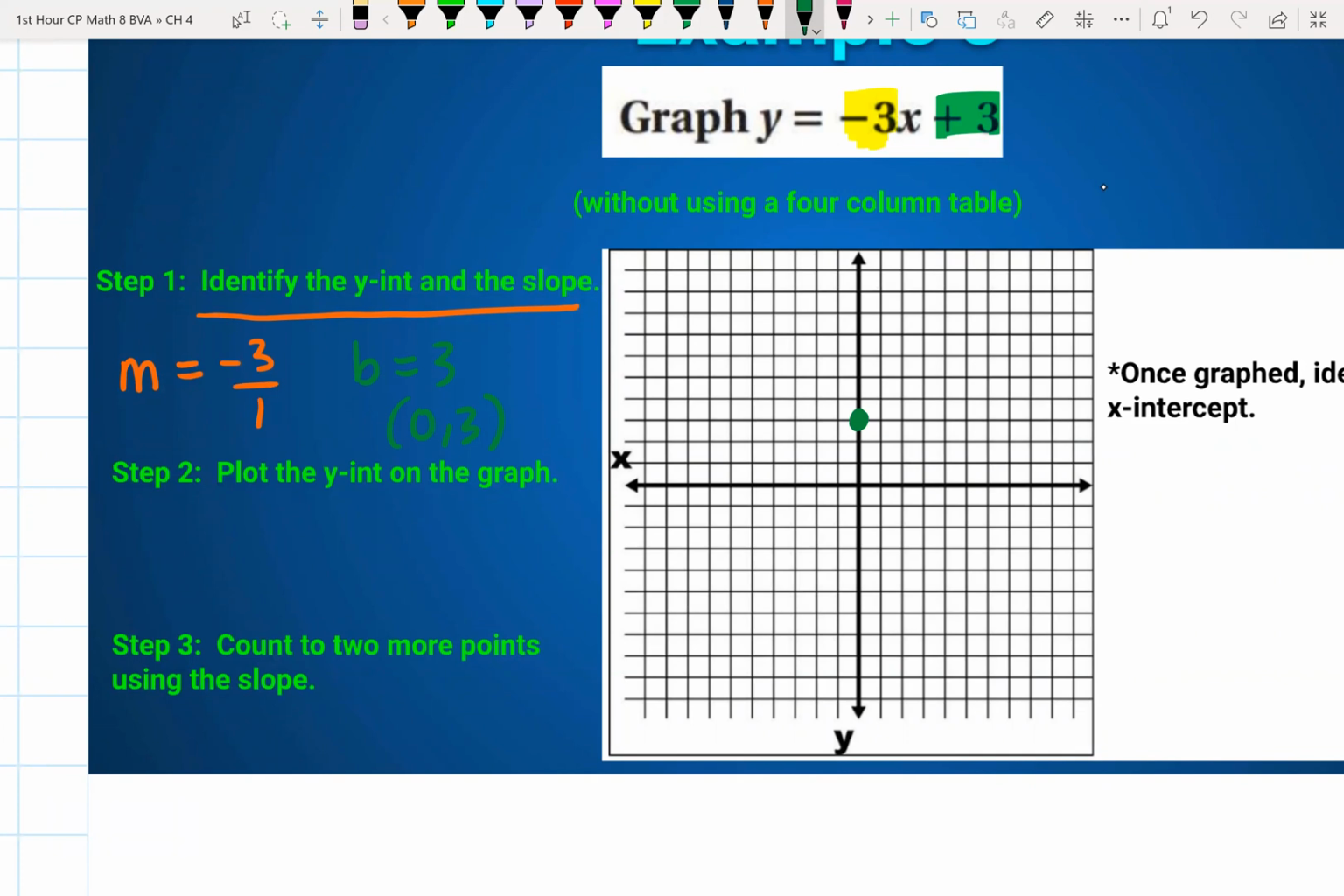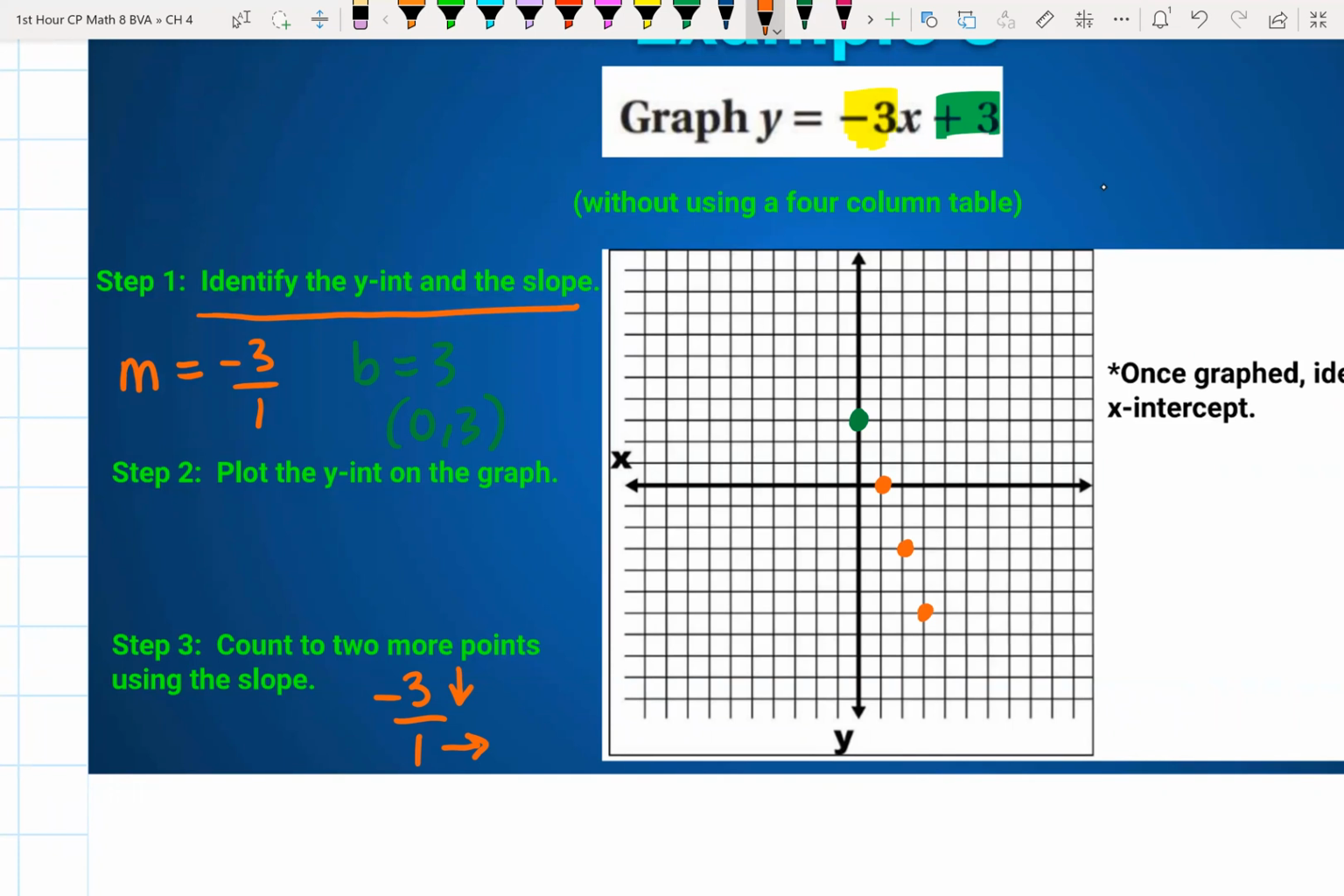Next, we're going to put more points on here by using our slope. Our slope is -3/1, right? So that means we're going to go down 3, to the right 1 from our y-intercept. So 1, 2, 3, to the right 1. Repeat this a couple times.